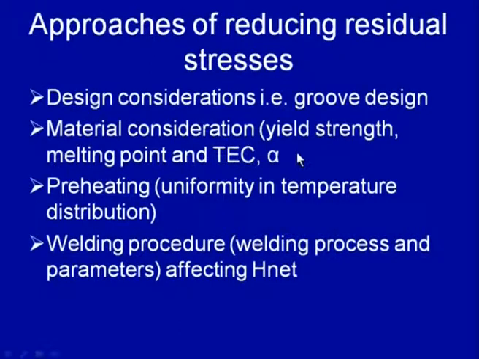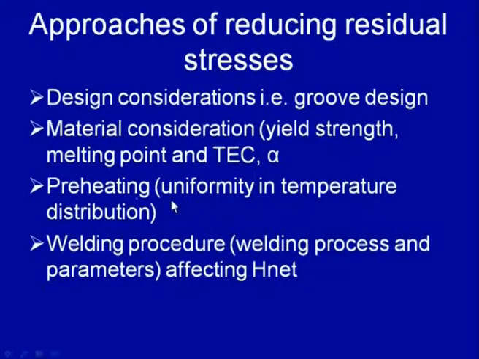And the increase in all these material parameters of the plate being welded will increase the residual stress magnitude. So, efforts for selecting the weld metal and the base metal having the lower yield strength, lower melting point and the lower thermal expansion coefficient will help in reducing the residual stress magnitude that is developed during the welding. Then preheating will help in reducing the temperature gradient and the extent of differential expansion and contraction which is taking place, and so the preheating will help in reducing the residual stress magnitude that is developed.